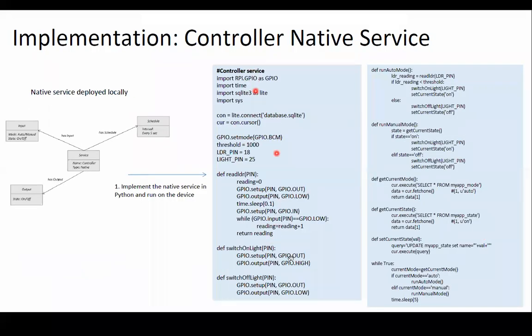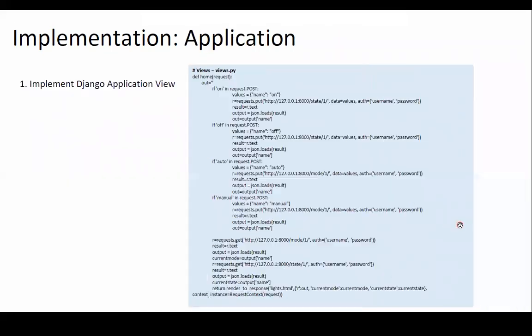This is the coding part of Raspberry Pi implemented in Python for various services. This is the Django application view. This is the coding part of Django. If it is on, what should happen? If it is off, what should happen? If it is auto mode, then what should happen? And if it is manual mode, which code should be executed?